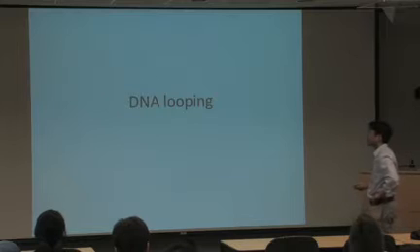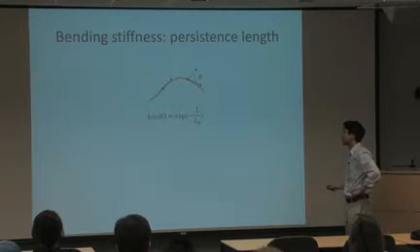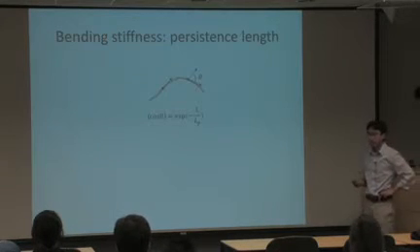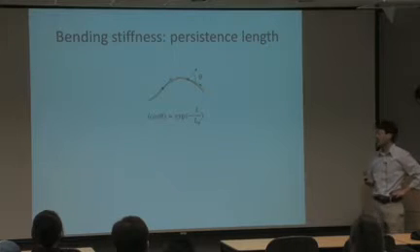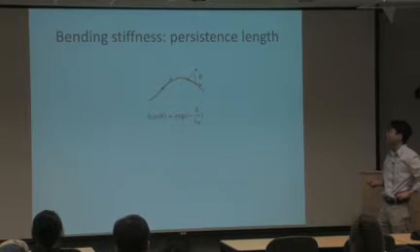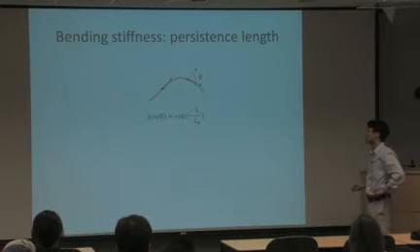Okay, so the first part, DNA looping. So before we move on, I would like to introduce the physical concept related to looping, and that is called the persistence length, which is the length scale that is used to characterize the bending stiffness of a polymer.